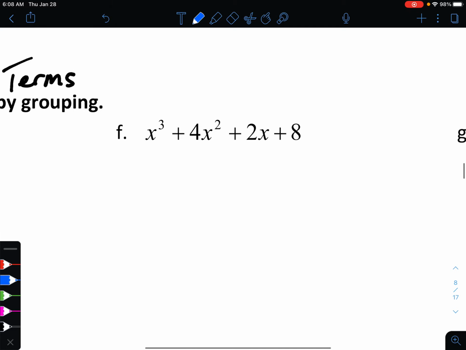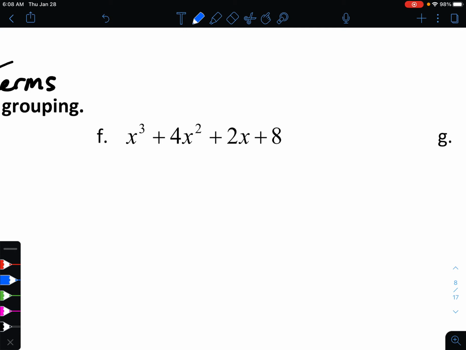Let's take a look at a couple more examples of this. So in the next one, we've got x cubed plus 4x squared plus 2x plus 8. We're going to start the same way. Remember, there are 4 terms, so split them in half, 2 on each side. So on the left side, we've got x cubed plus 4x squared. The GCF there is x squared. That leaves us with x plus 4 inside the parentheses.